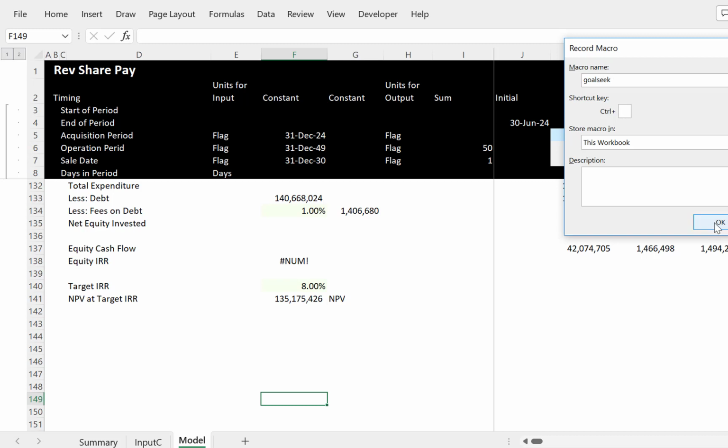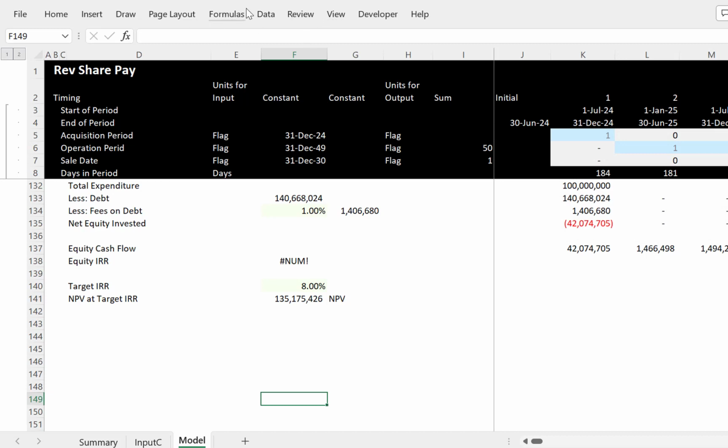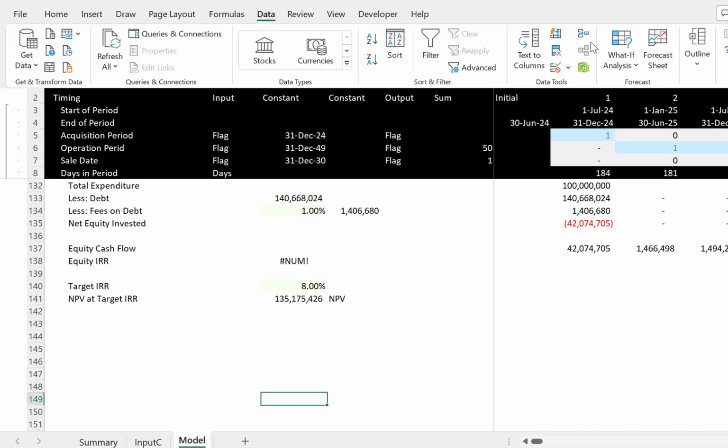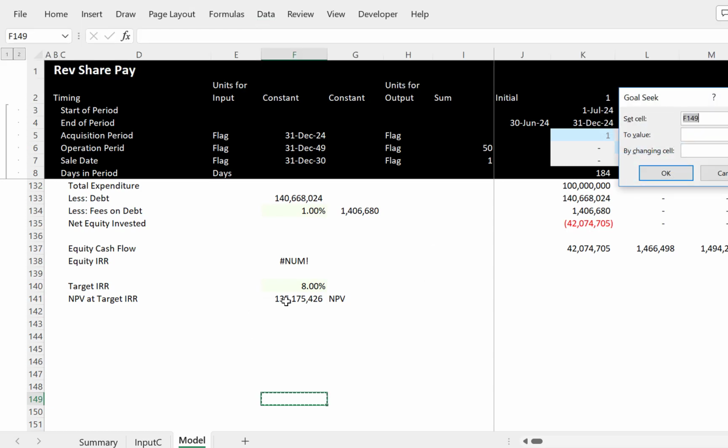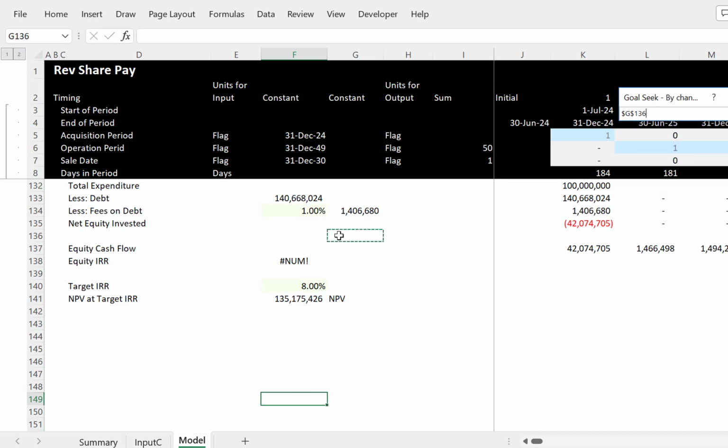and do a data what-if analysis. I think I've told you before, this is my very first macro, and it's still probably by far the most useful one.